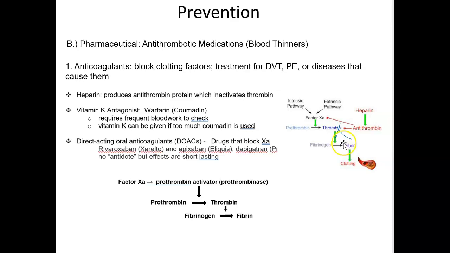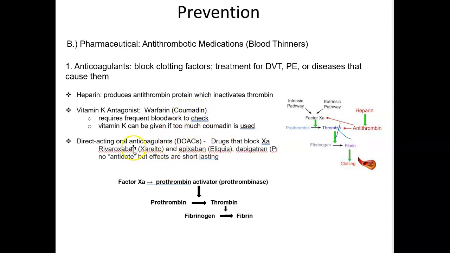The good thing about it though is that if there's too much Coumadin, you don't want your patient to bleed too much, you can just give vitamin K and correct it pretty quickly. But because it's a little more guesswork, it's not as precise, you have to have labs drawn frequently.